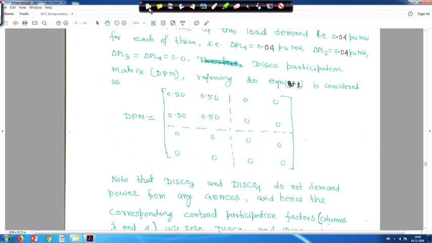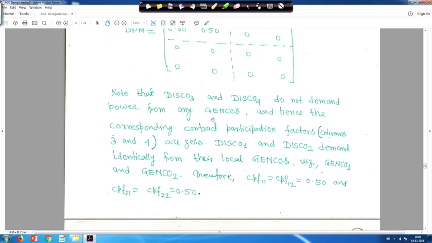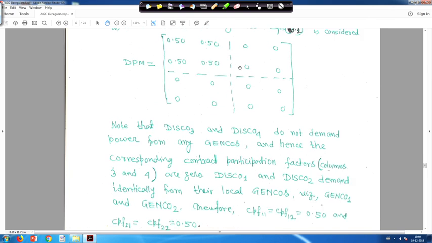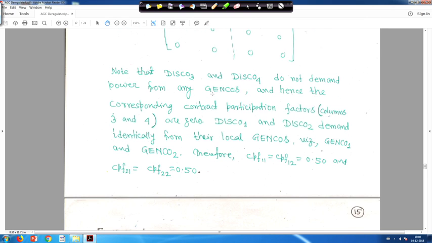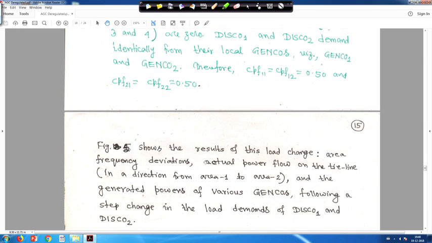Note that DISCO 3 and DISCO 4 do not demand power from any GENCOs, as I told you already, and hence the corresponding contract participation factor columns 3 and 4 are 0. This is already shown. So, DISCO 1 and DISCO 2 demand identically from their local GENCOs, that is GENCO 1 and GENCO 2, and therefore CPF 11 and CPF 12 are 0.5 each. And how to compute the contracted power demand is shown.